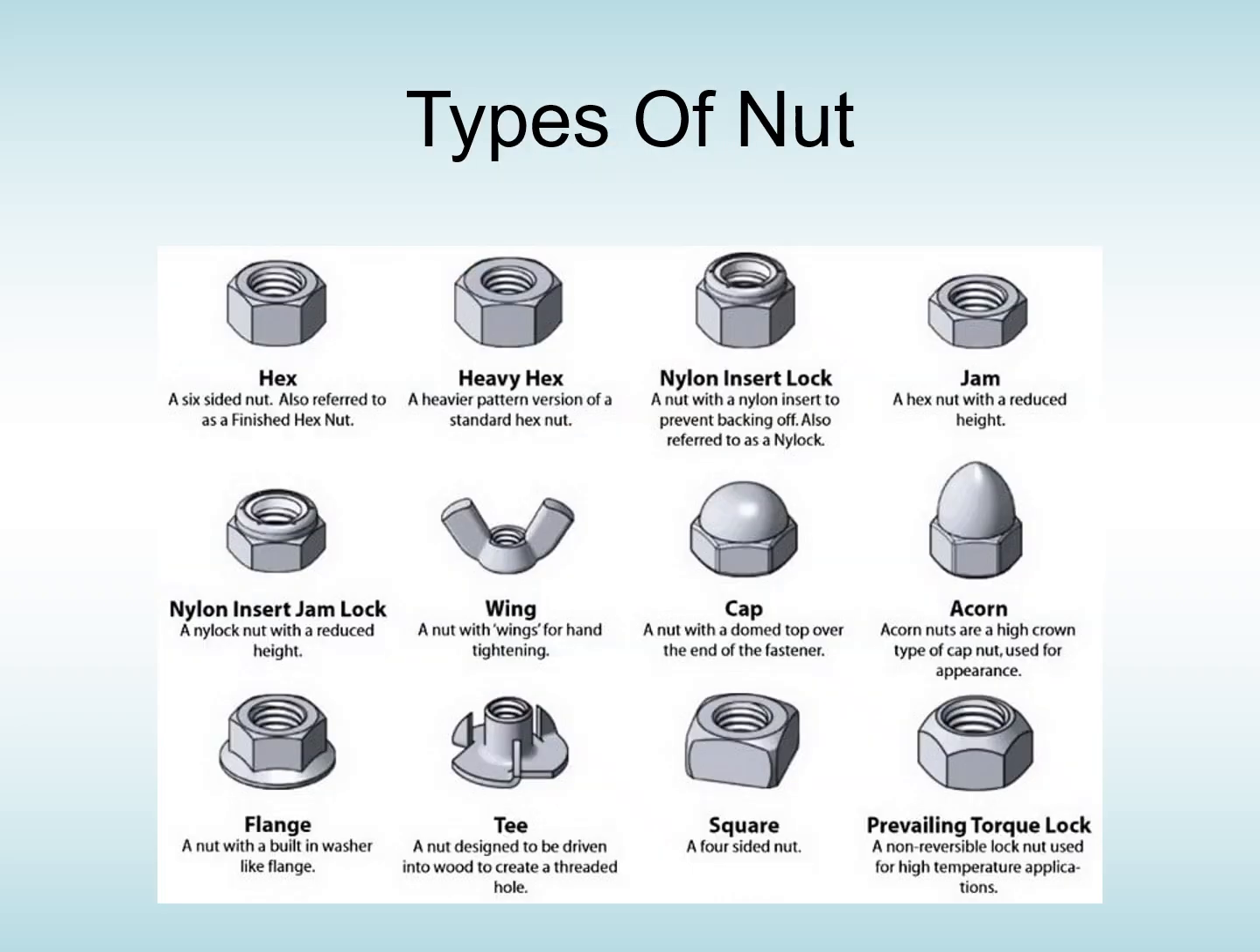Here we have an example of some types of nut. We've got the hex, the heavy hex, a nylon, which we use quite a lot, a jam, which is generally used as a locking nut, and then you have the nylon insert jam lock, and down to the bottom right there, a prevailing torque lock, which is a non-reversible lock. It's similar to a nylock, but it's a lot more difficult to undo.